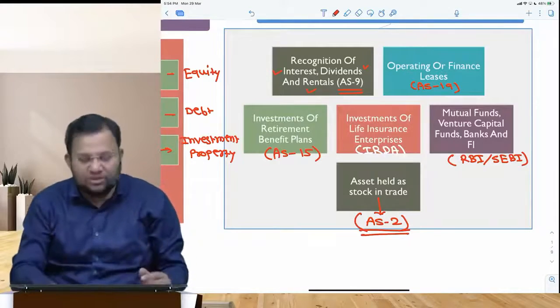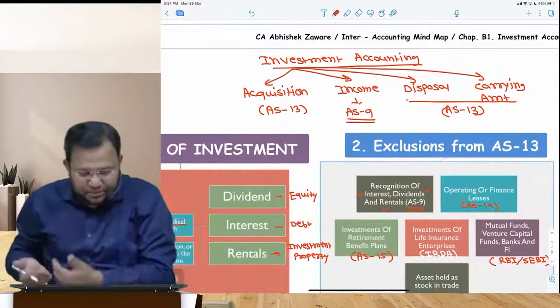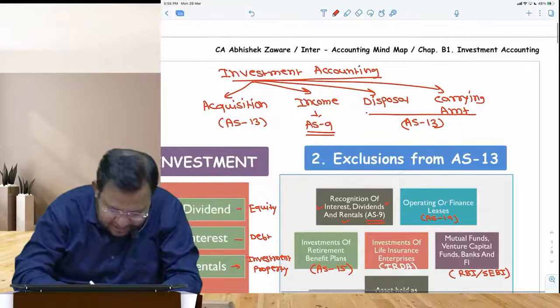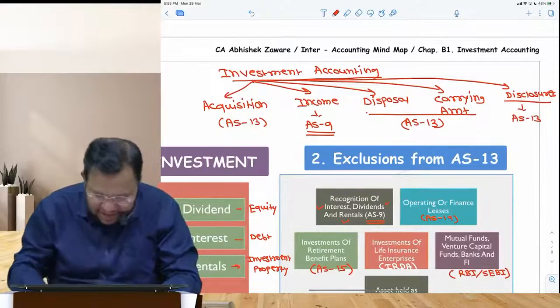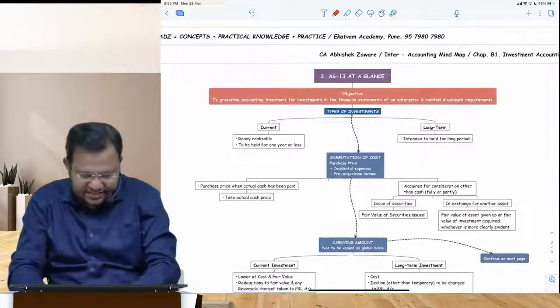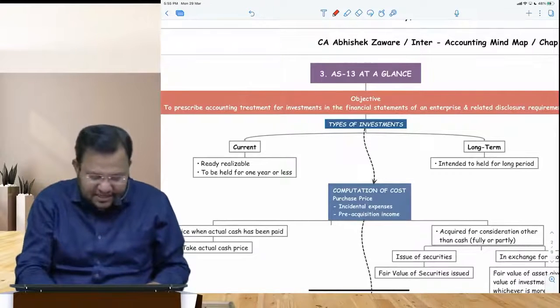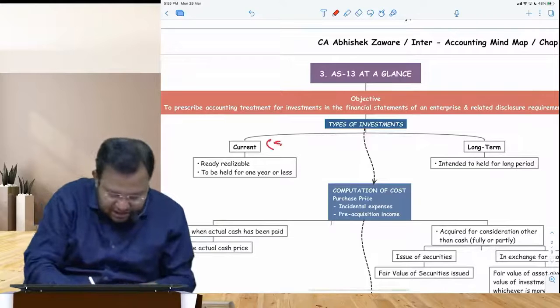So what we are going to talk about in AS 13 is acquisition of investment, disposal of investment, carrying amount, and related disclosures, obviously. So disclosures relating to investment are also covered in AS 13. Let me give you AS 13 at a glance through a mind map. So this is AS 13 at a glance. For the purpose of accounting, investments are classified into two parts. Current investment, which we call short-term investment.